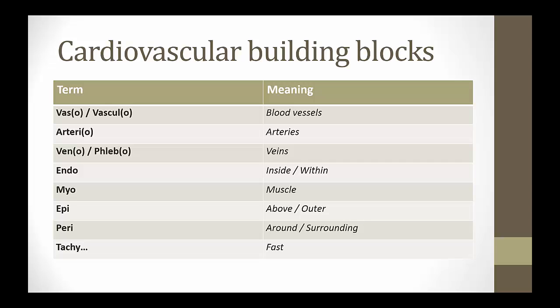The prefix endo means inside or within. The prefix myo means muscle. The prefix epi means above or outer, typically a layer surrounding a structure or organ. The prefix peri pertains to around or surrounding. And finally, the prefix tachy means fast. Very, very, very fast.